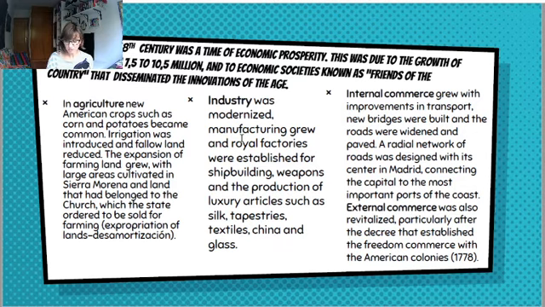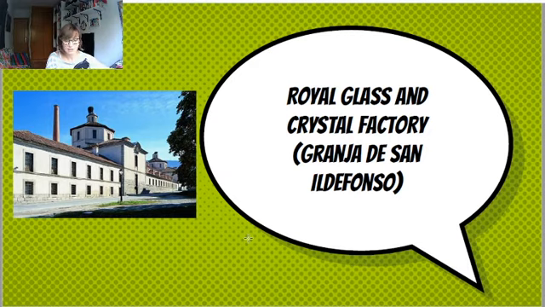The domestic system of production was very important. The peasants made products in their own houses and sold them to the merchants. And the royal manufacturers appeared, also as real factories. For example, here the royal glass and crystal factory from La Granja de San Ildefonso, or the tapestry factory in Madrid, or others that produced luxury goods based in large workshops, and the workers used simple tools.